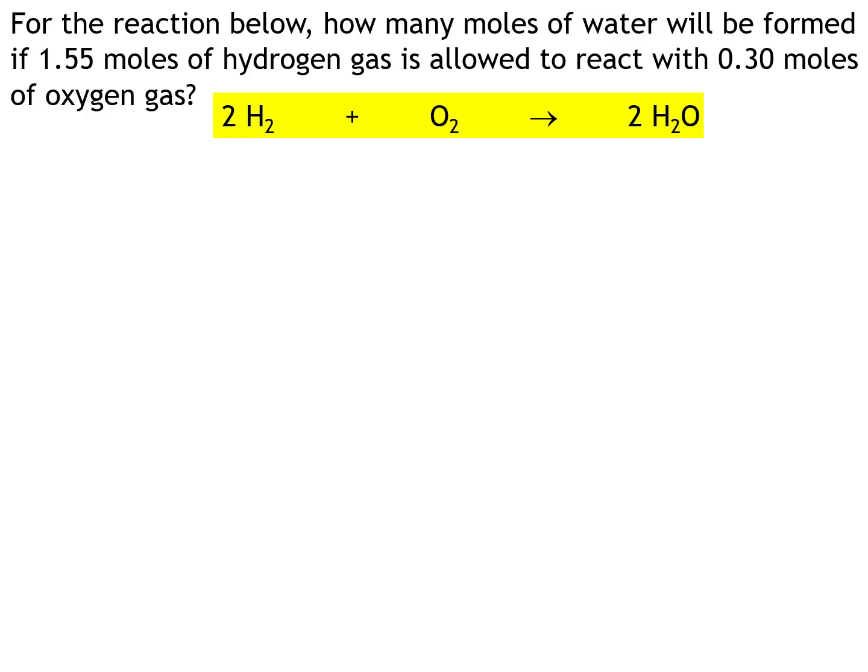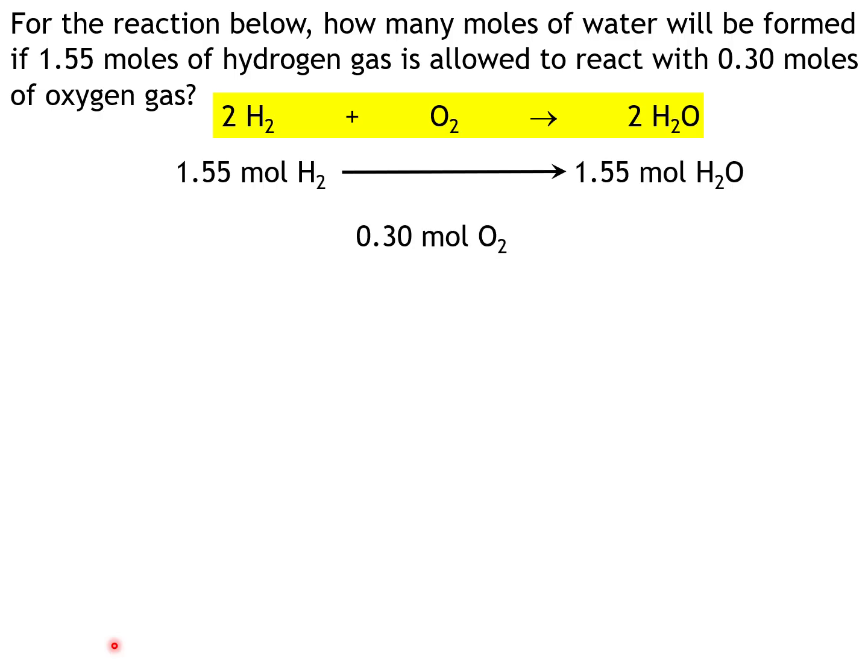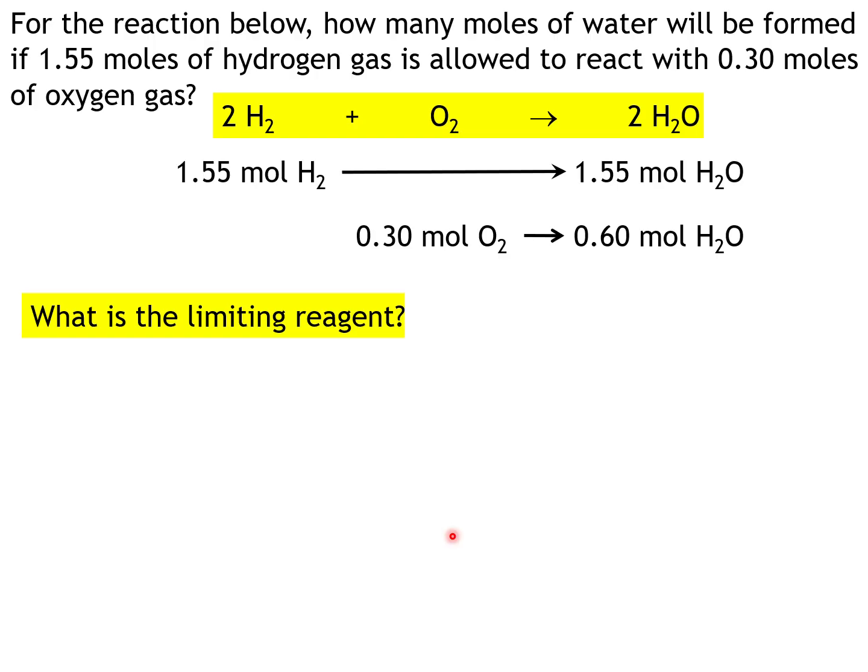So here we have a mole-to-mole stoichiometric relationship. Write down what you know. We have 1.55 moles of hydrogen gas. It's a 2 to 2 relationship, so therefore that would make 1.55 moles of water. And we have 0.3 moles of oxygen. This is a 1 to 2, so we're going to multiply our 0.3 by 2, and that would be 0.6 moles of water. We cross out the larger one.